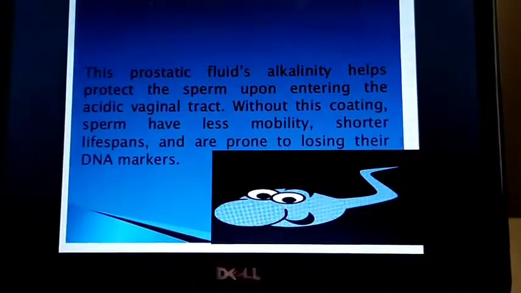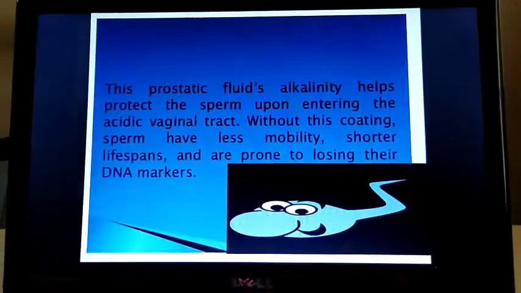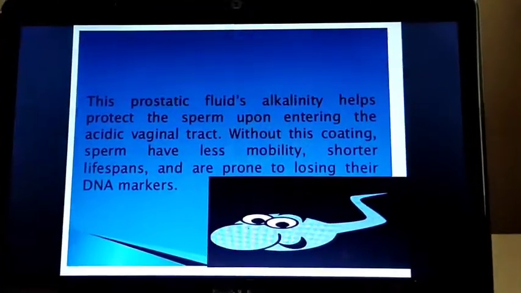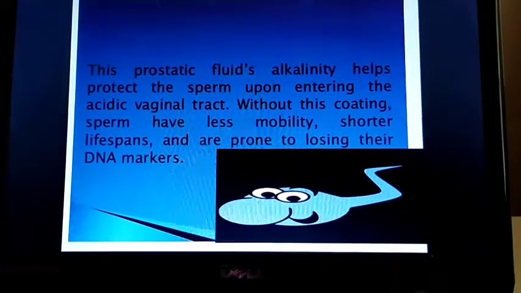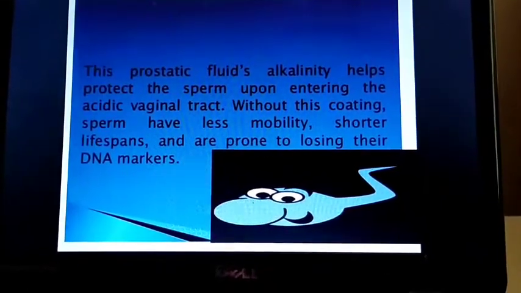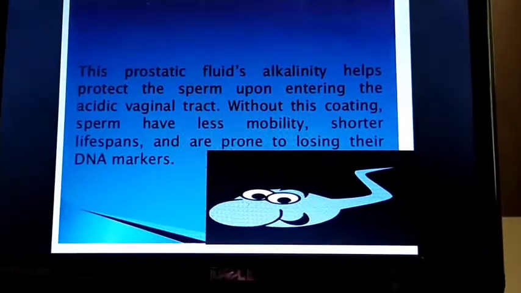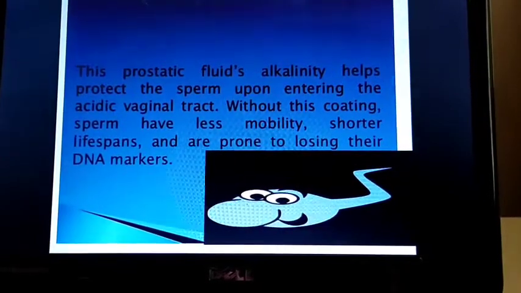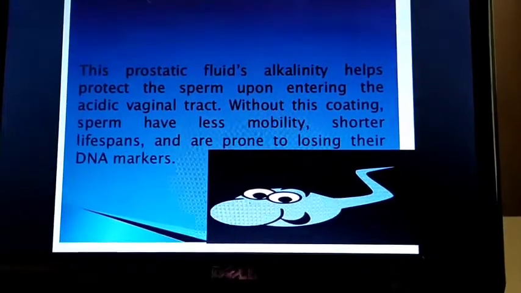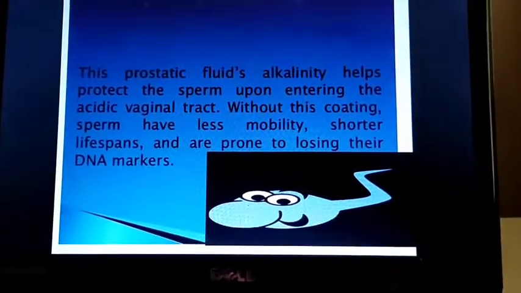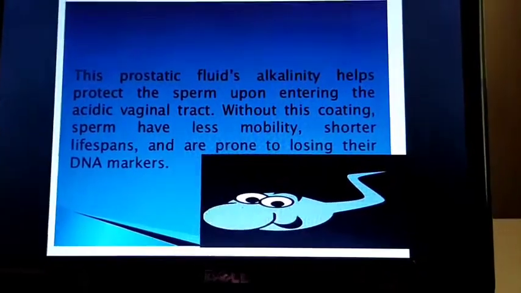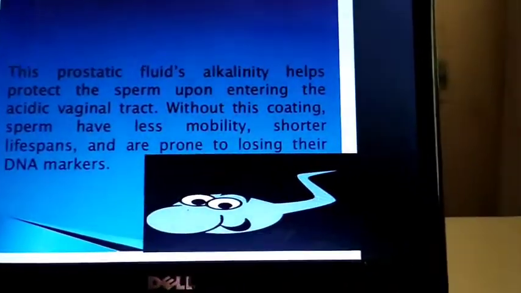Fibromuscular gland. The prostatic fluid is alkaline, which helps to protect the sperm upon entering the acidic vaginal tract. Without this coating, sperm have less mobility, a shorter lifespan, and are prone to losing their DNA marker.